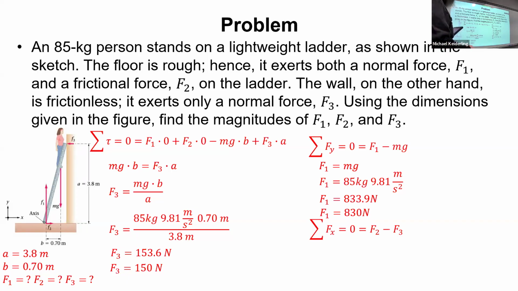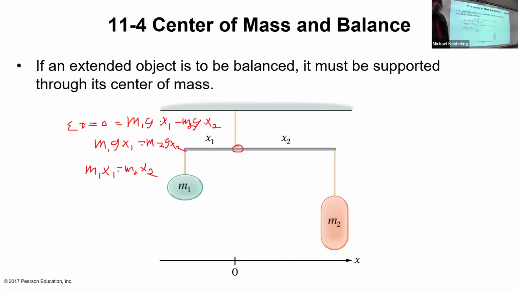Forces in the x direction, 0 equals F2 minus F3. F2 equals F3, 153.6 newtons, or 150 newtons. So F1 is 830 newtons, F2 is 150 newtons, F3 is 150 newtons. So that's sort of a 2D version of one of these static equilibrium problems.